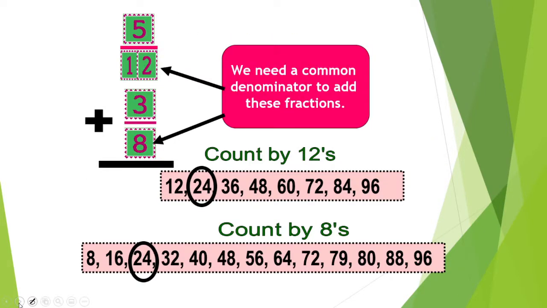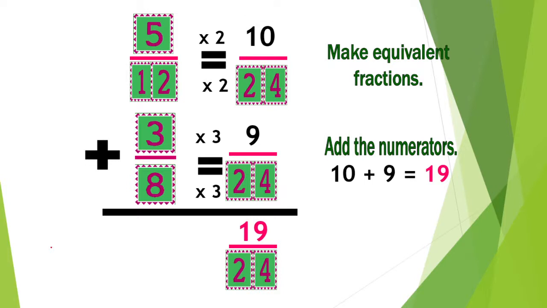Okay. Now, how about this one? 5 over 12 plus 3 over 8. So, the LCD of 8 and 12 by skip counting, 12, 24, 8, 16, 24, is 24. Okay? 12 becoming 24 is times 2. So, you also multiply the 5 by 2, which makes 10. And 8 becoming 24 is times 3. So, if you also multiply the numerator by 3, it would give you 9. So, 10 plus 9 is equal to 19 over 24.